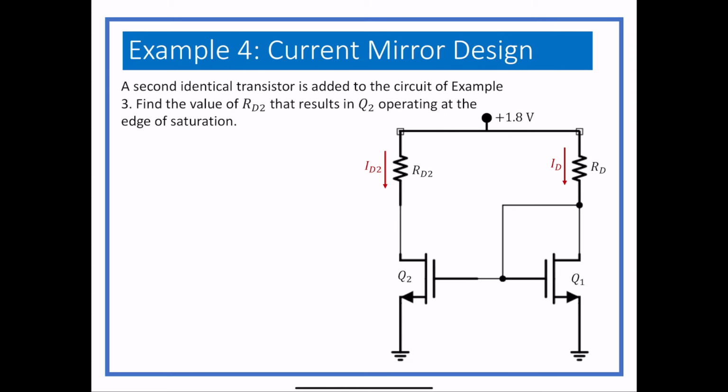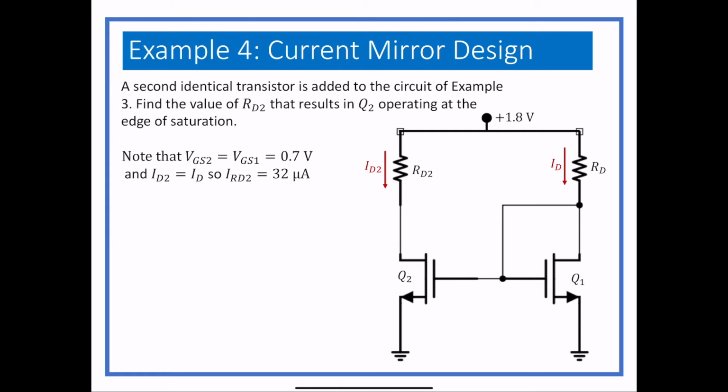So, first thing, current mirrors. A current mirror is basically a circuit in which you add a second transistor and you get the same current in the other transistor, but you can also put it at a certain operation level if you wish. So we're going to find the value of RD2 that results in the other transistor operating right at the edge of saturation. So again, we have a lot of values that equal each other.